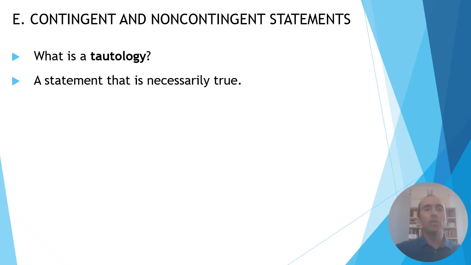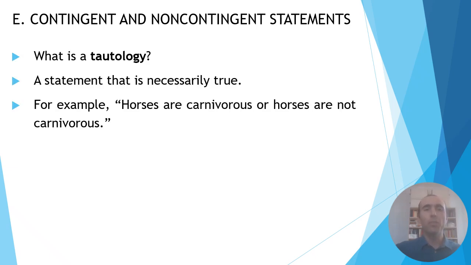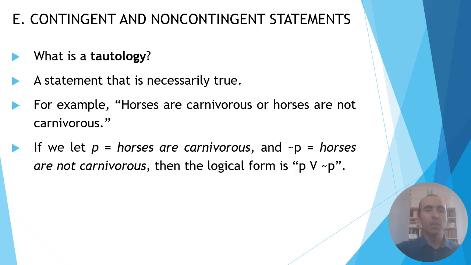So a tautology is a statement that is necessarily true. For example, horses are carnivorous or horses are not carnivorous. If we let P stand for horses are carnivorous and tilde P stand for horses are not carnivorous, then the logical form is P wedge tilde P.